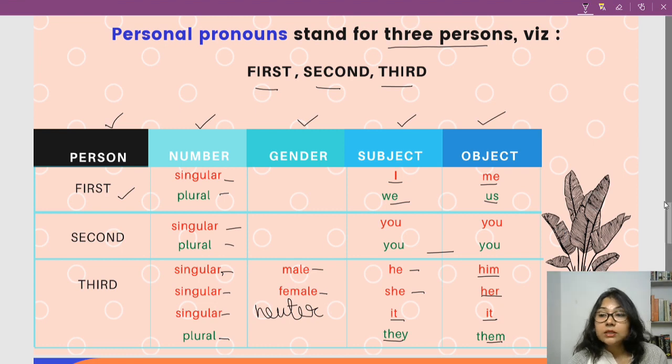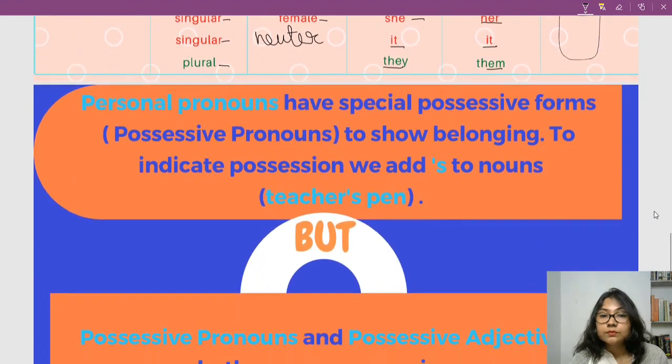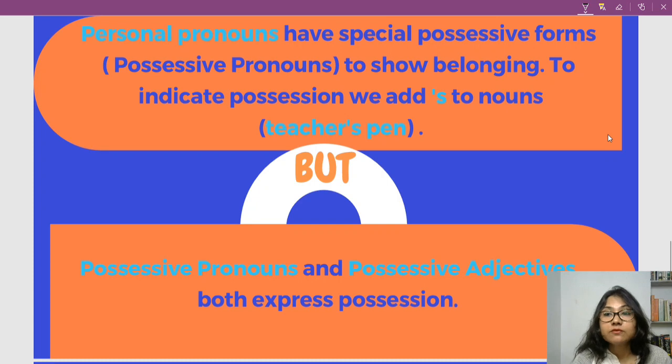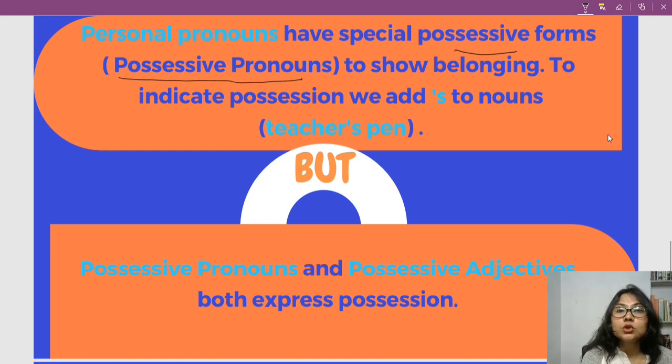Okay. Now let us move ahead and see a few more things. Now children, as I told you before, personal pronouns, they have special possessive forms. And these possessive forms are called possessive pronouns. What do they show? They show belonging. They indicate the possession, and to show it, we add apostrophe s to the nouns. For example, a teacher's pen. As you can see, the apostrophe s has been added over here to the noun teacher.